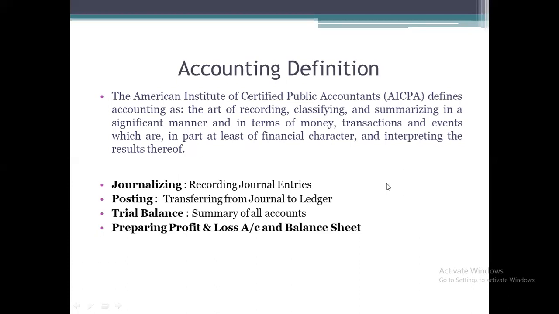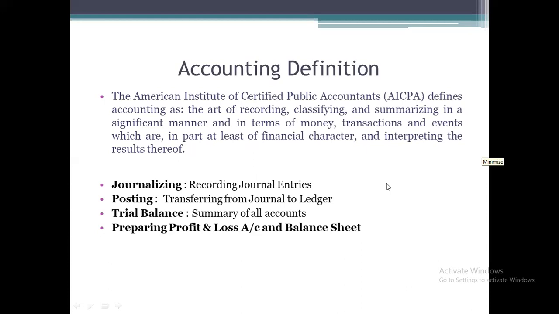The American Institute of Certified Public Accountancy (AICPA) defines accounting as the art of recording, classifying, and summarizing in a significant manner and in terms of money, transactions, and events which are, in part at least, of a financial character, and interpreting the results thereof.